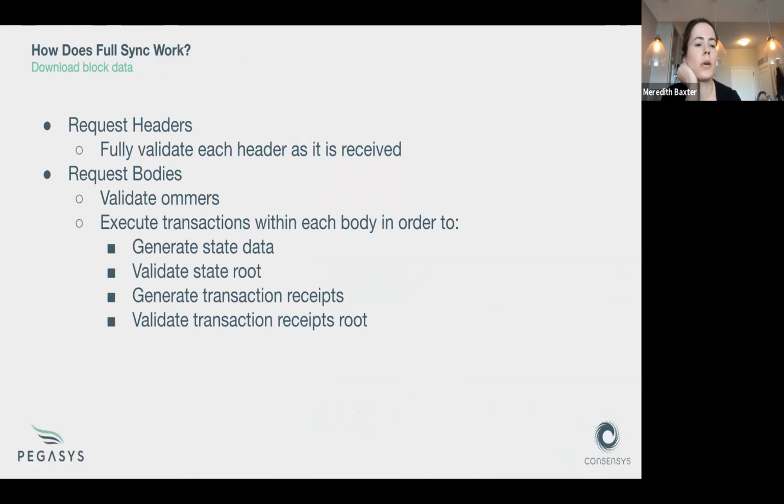And as far as what those requests look like, we're going to pull headers. As those headers come in, we'll fully validate each of them. We're going to request bodies. Those bodies have OMERs and they have transactions. So we'll validate the OMERs, we'll execute the transactions. And as we execute transactions, we're generating state data. After executing the full set of transactions in a body, we're going to get a state root, so we can validate that state root against the corresponding header. We're also producing transaction receipts, so we can match the transaction receipt root to the corresponding header as well.